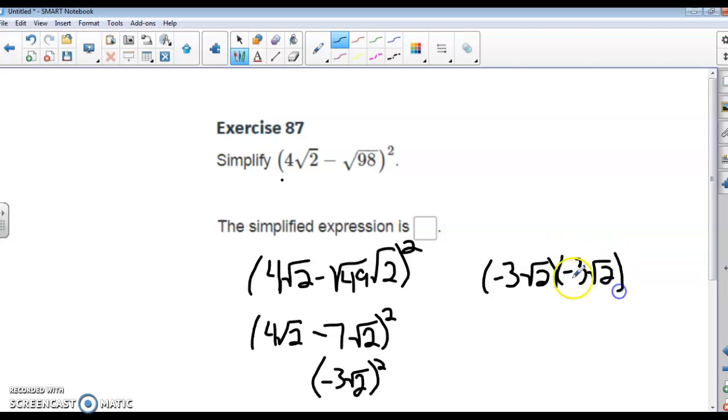Negative 3 times negative 3 is 9. And square root of 2 times square root of 2 is square root of 4. Square root of 4 is 2. 9 times 2 is 18. So that's your answer for this one.